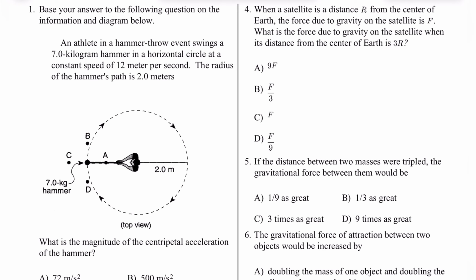Number 1. An athlete in a hammer throw event swings a 7-kilogram hammer in a horizontal circle at a constant speed of 12 meters per second. The radius of the hammer's path is 2 meters. What is the magnitude of the centripetal acceleration of the hammer?